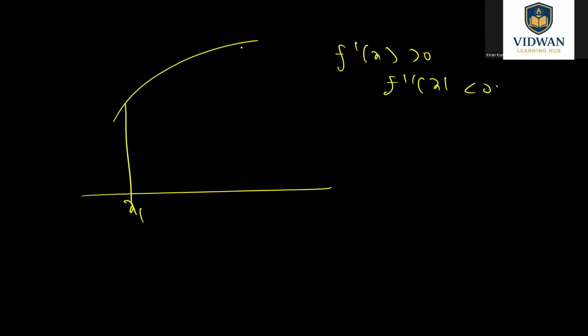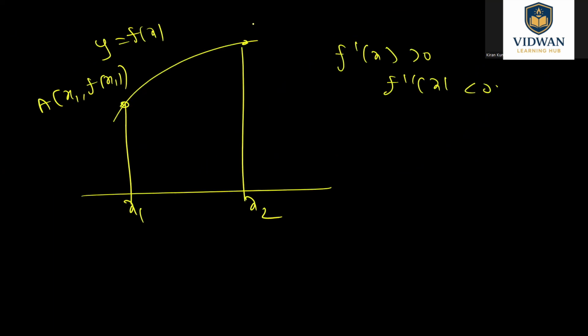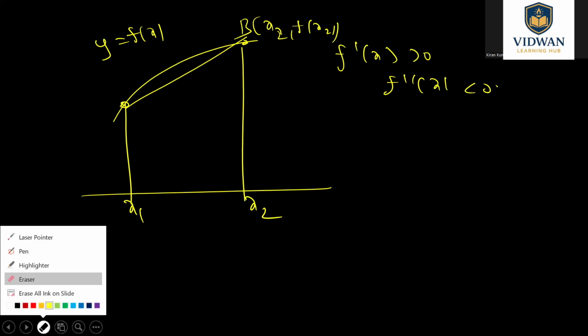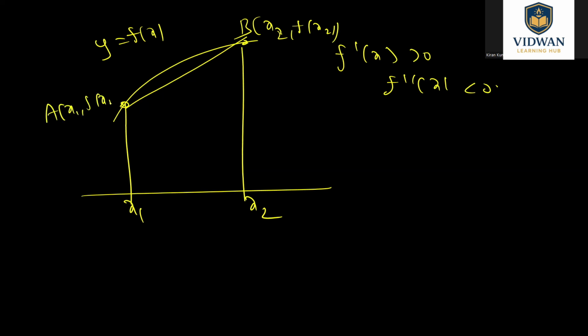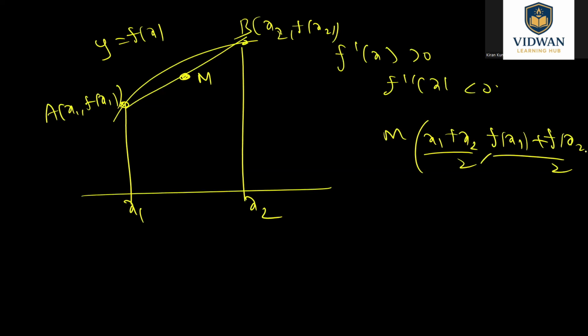Say suppose I have x1 here and x2 here, and the graph is y equal to f of x. This point is x1 comma f of x1. This point is x2 comma f of x2. So join this, you will get a chord AB. So if I show the midpoint of this chord, it will be somewhere here, some M. What will be the coordinates of the midpoint? x1 plus x2 by 2, f of x1 plus f of x2 by 2. So you drop a perpendicular, the x coordinate of this is x1 plus x2 by 2. Y coordinate is f of x1 plus f of x2 by 2.